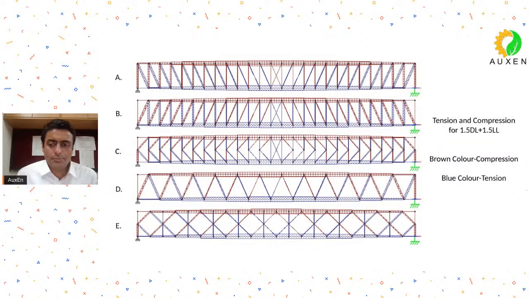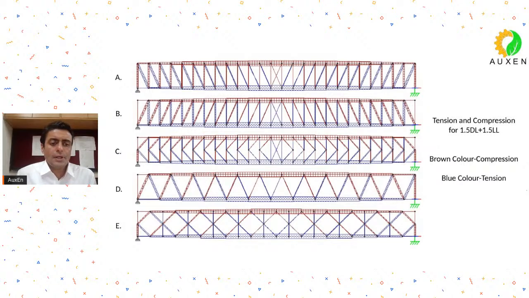What about type C? If you see type C, that is the K type. Now every set of diagonals is having compression. So the top diagonal is having compression, the bottom diagonal is having tension. So within a set, you are getting both compression as well as tension in the diagonal. That is the K type. And then the last we see is the Baltimore type, type E. Here also you are getting alternating compression and tension in the diagonals.